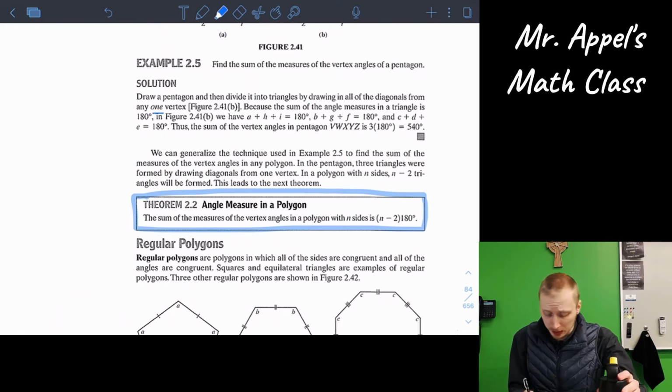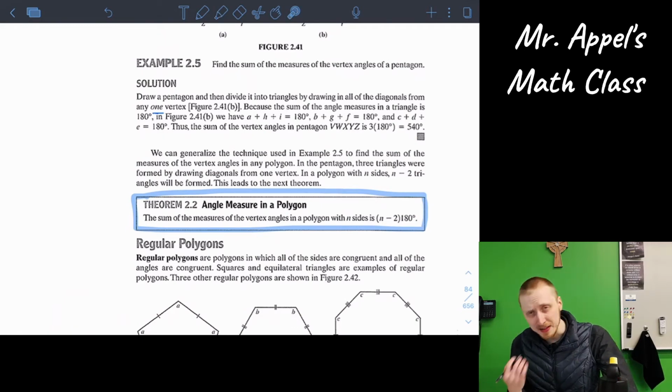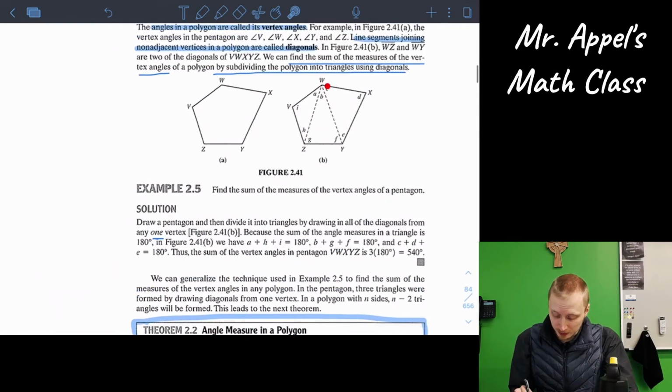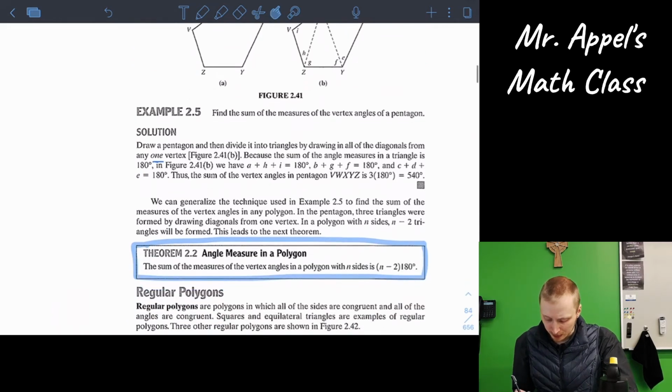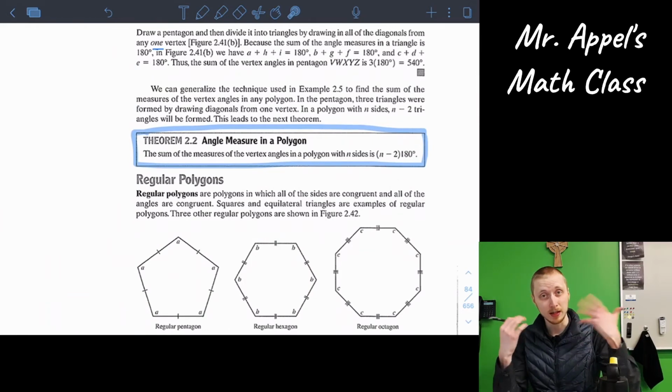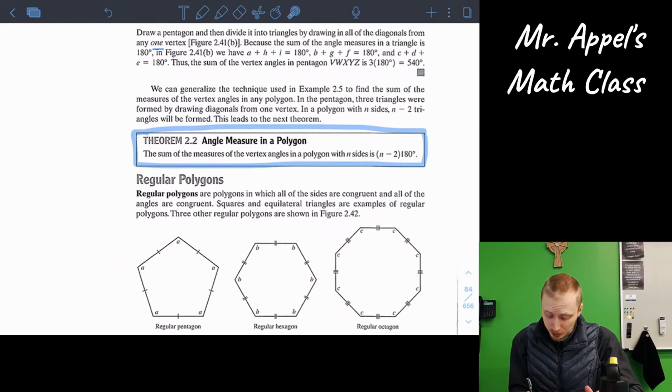Is this a formula worth memorizing? I think so, but it's also not necessary, because if you can understand and remember the concept of dividing into triangles, you can very quickly say, oh yeah, how many triangles can I make out of this? 3. Oh, it's just 3 times 180, right? So you don't really need to memorize it as a formula if you memorize it as a process, whichever is easier for you.